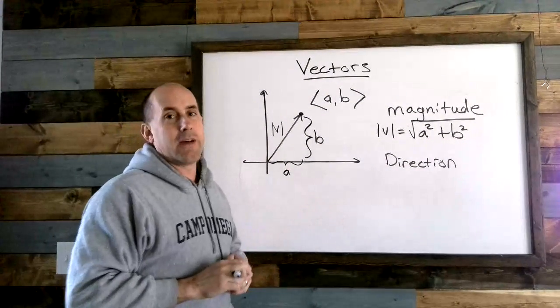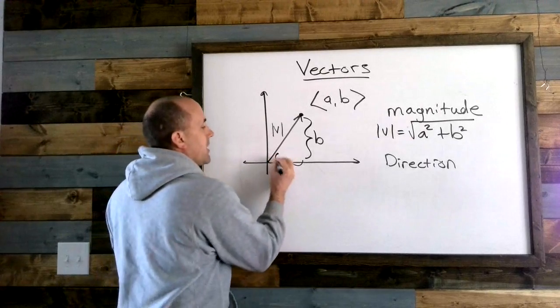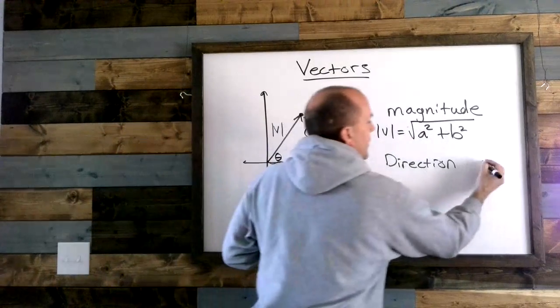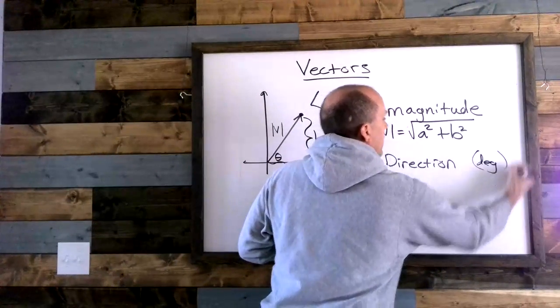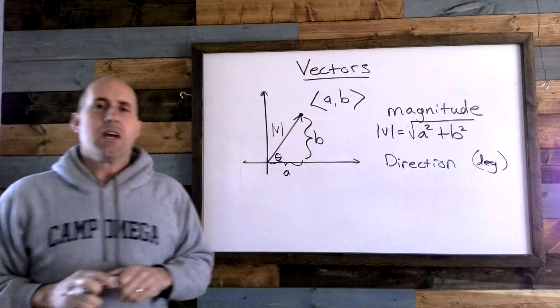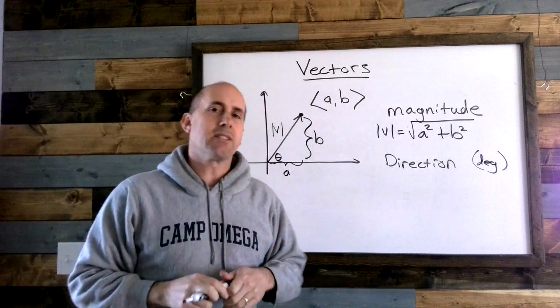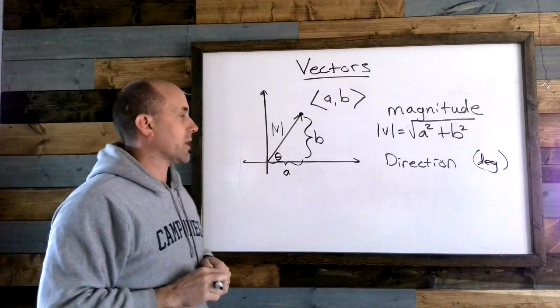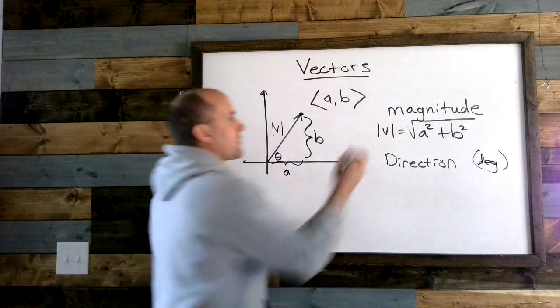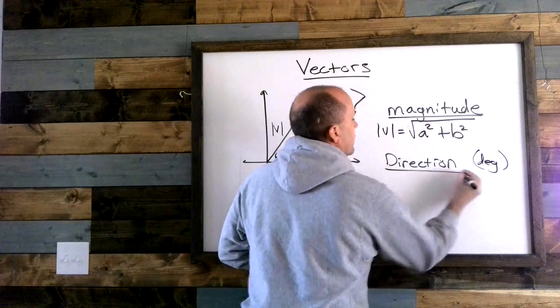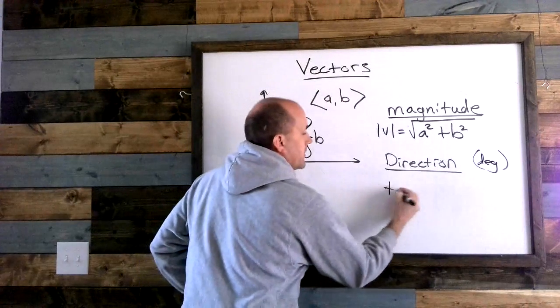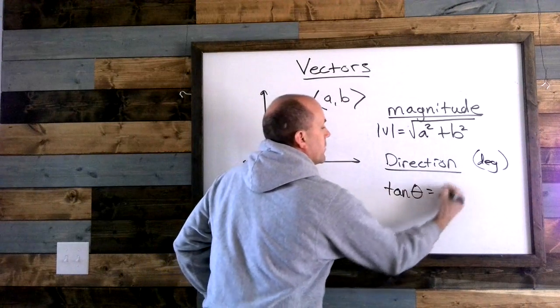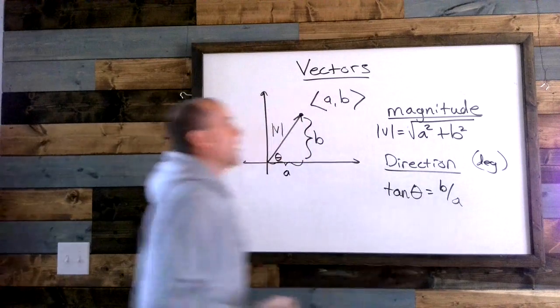The direction of the vector, we would say, is the angle. And we like to work in degrees when we are working with vectors because they have application to science. And science likes to work in degrees, not radians. Mathematicians like to work in radians. We're kind of different. So that's magnitude. How do we do direction? You guessed it. We solve tangent of theta is equal to the b value divided by the a value.